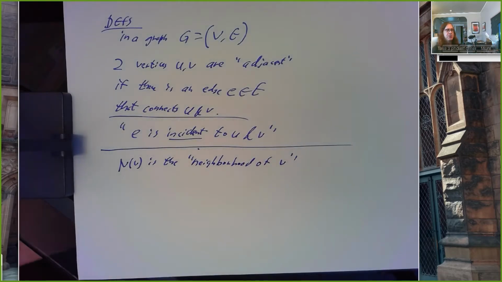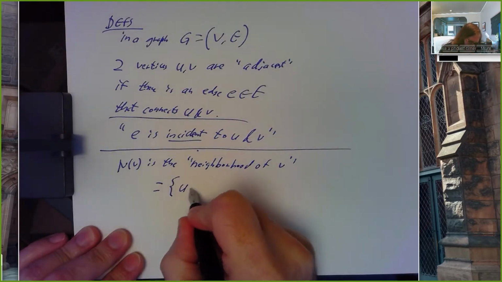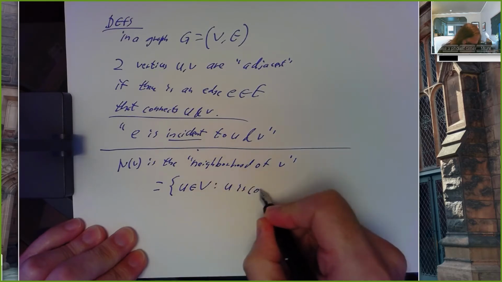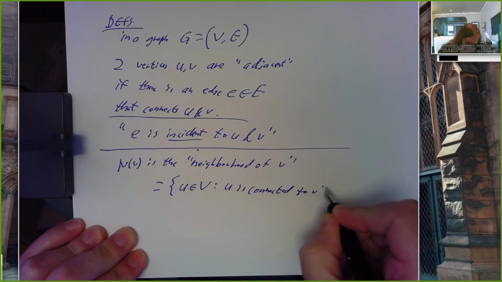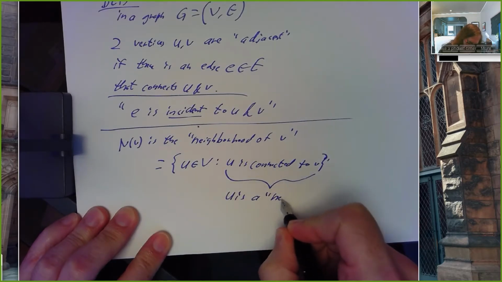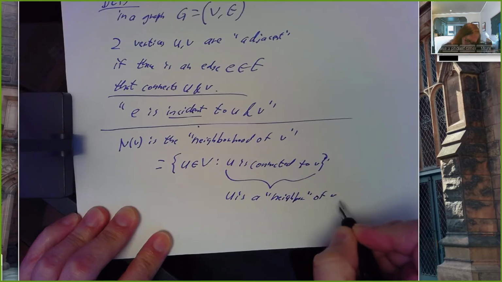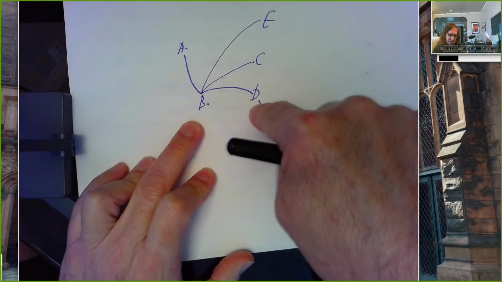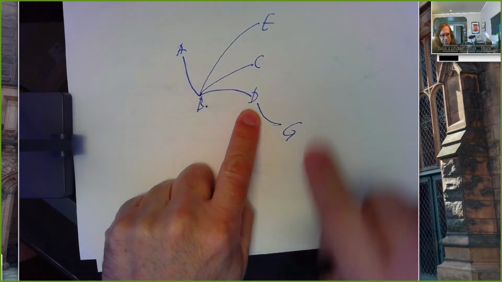All right, N of V is the neighborhood of V, which is the set of all points in the collection of vertices such that U is connected to V. And if U is connected to V, we can say U is a neighbor of V, and so V is a neighbor of U. So N of V is the set of all neighbors of V. So the neighborhood of B would be A, E, C, and D. The neighborhood of D would be B and G. The neighborhood of C would be just B.